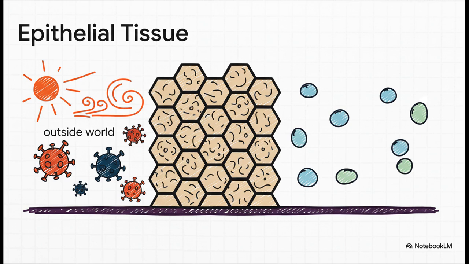We're talking about your skin, which protects you from everything outside, but also the lining of your organs, like the one that keeps your stomach acid from going where it shouldn't. And all of it is held in place by this thin foundation called the basement membrane.